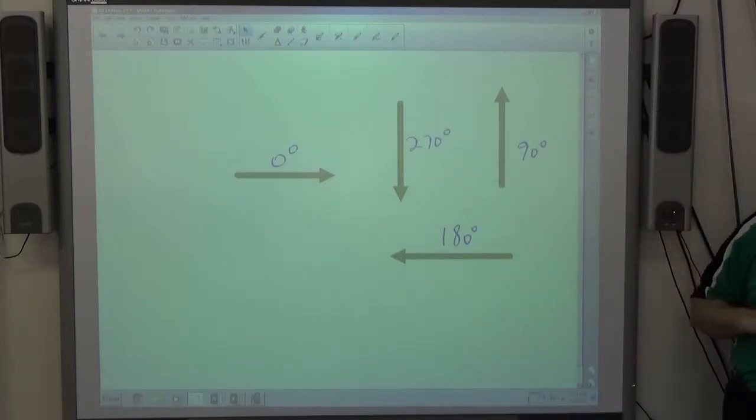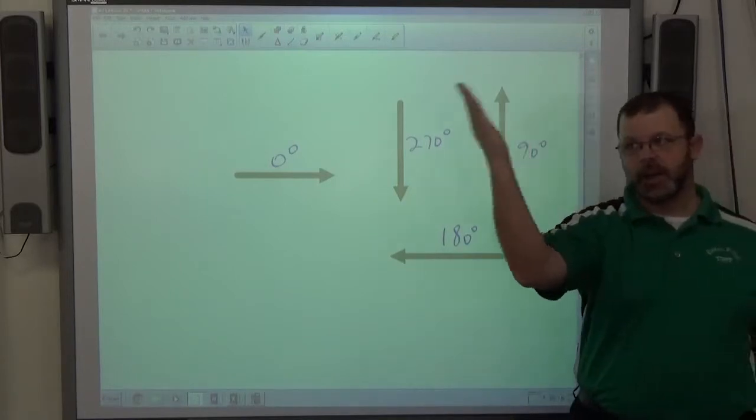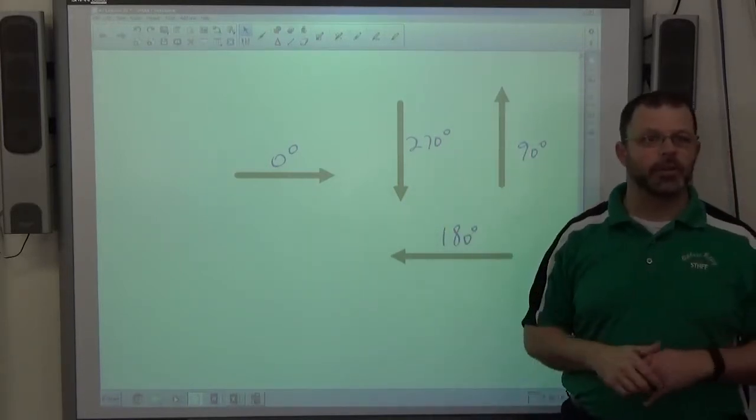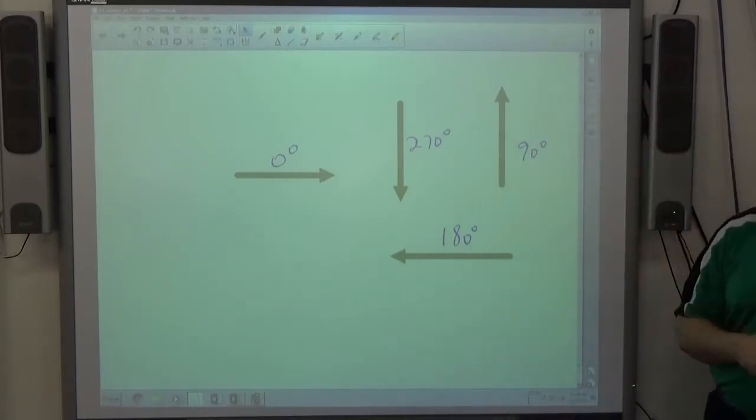Any vector that's not slanted is going to be one of those 4 angles. It's going straight right at 0, straight up 90, straight left 180, straight down 270. Otherwise, it's slanted. It'll be in one of the quadrants. Alpha will be in the picture. Theta is what you're looking for.